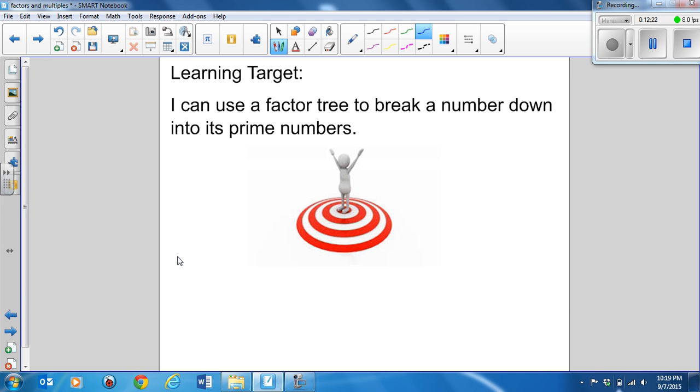Okay, so now at the end of this section, you should be able to say, I can use a factor tree to break a number down into its prime numbers.